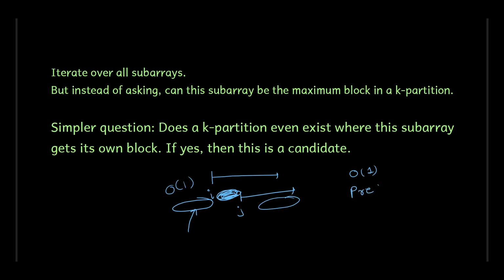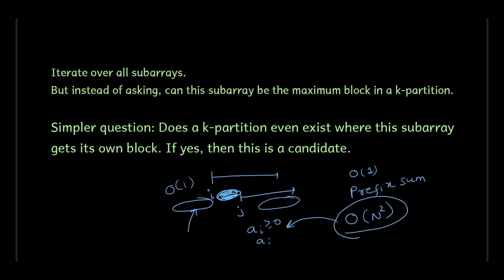That can be done via prefix sum, right? So the overall time complexity would be O(n^2), which is the total number of candidates that you have to explore, right? And this will work whether the array elements are positive or negative, because we have not made any assumptions about the array elements being positive or negative. We have explored literally everything, because you have explored all possible candidates.